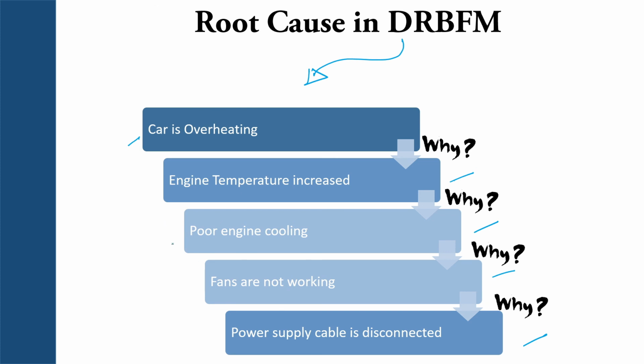And as we discussed before, you can go from the bottom up by using the word therefore. So why is the power supply disconnected? So therefore, the power supply is disconnected, therefore the fans are not working. The fans are not working, therefore you have poor engine cooling. There is poor engine cooling, therefore the engine temperature increased.